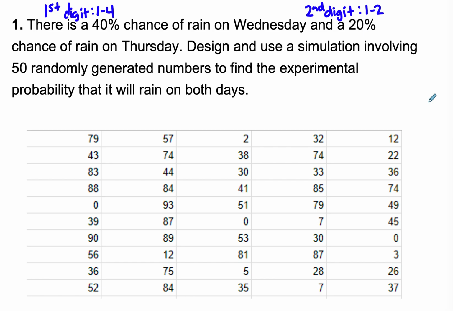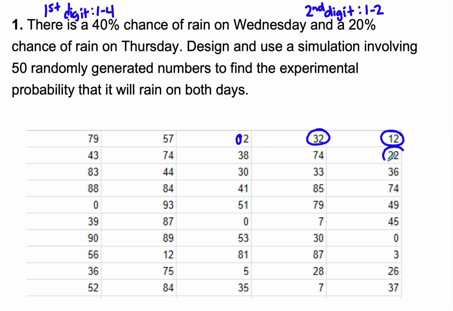Okay, let's check our work. So we are looking for digits 1 through 4 and 1 and 2. Remember, if there's a 1-digit number, that's like that first digit is 0. So that doesn't work. This one does, 32 and 12.